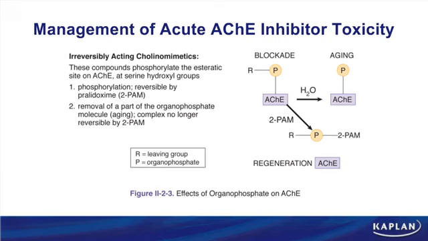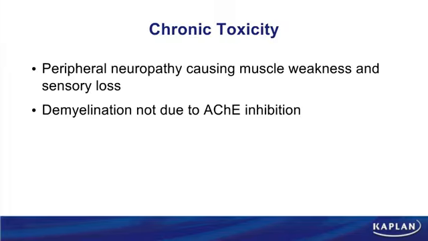That's the reason why, if you've got a scenario, let's say you get someone exposed to a nerve gas that's an acetylcholinesterase inhibitor, you want to rapidly use your antidotes, atropine and perhaps also pralidoxime, in order to quickly antidote this situation before aging takes place. There is a risk of chronic toxicity with acetylcholinesterase inhibitors. Patients can get some peripheral neuropathy, causing muscle weakness and sensory loss. There's possibly also demyelination that's not due to acetylcholinesterase inhibition. But when it comes to your Step 1 exam, it's the acute effects of these drugs that are way more important than the chronic toxicity.